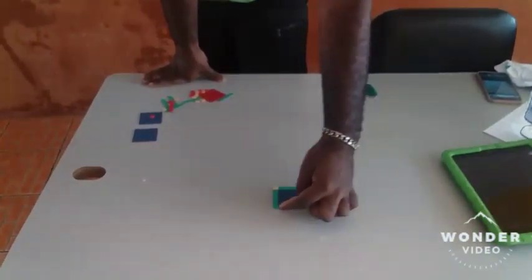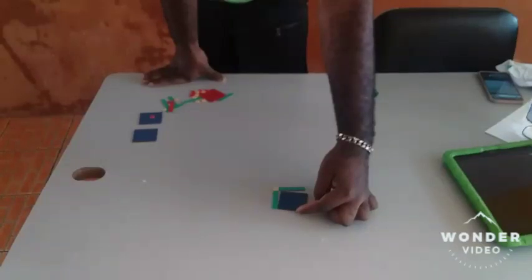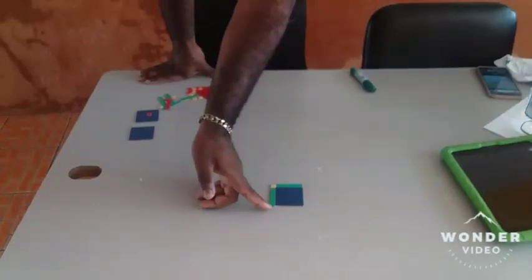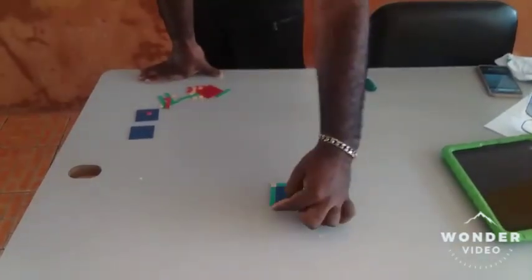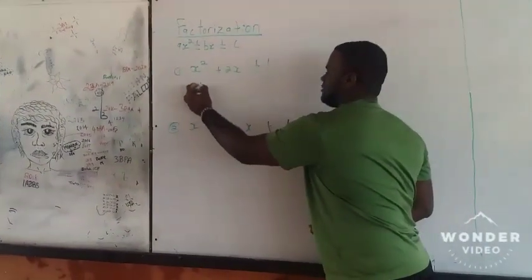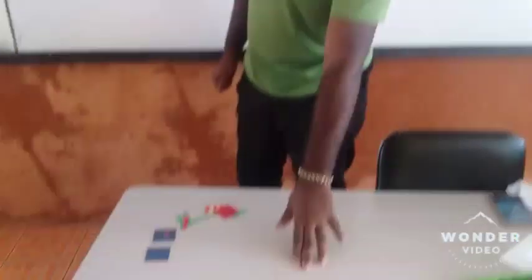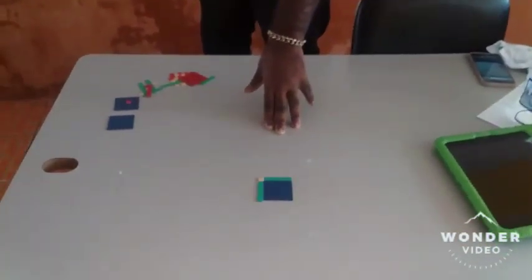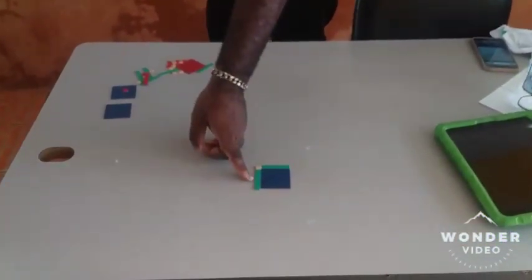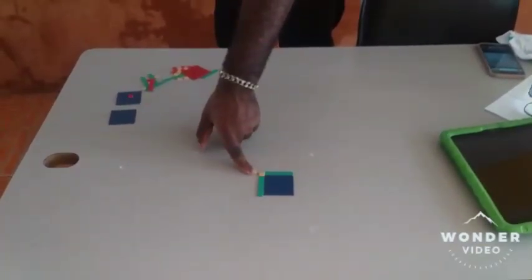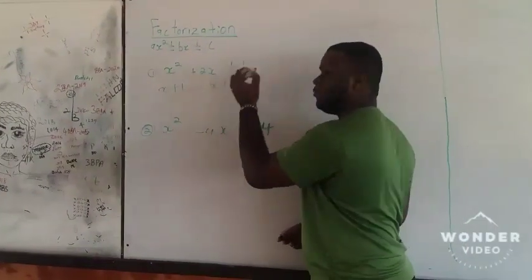Remember that the length of this tile is x and the length of this side of my tile is 1. So the entire length here is going to be x plus 1. I'm going back to my tile. The length of this side here is x, and the length of this side is 1. So the entire length here is going to be x plus 1.